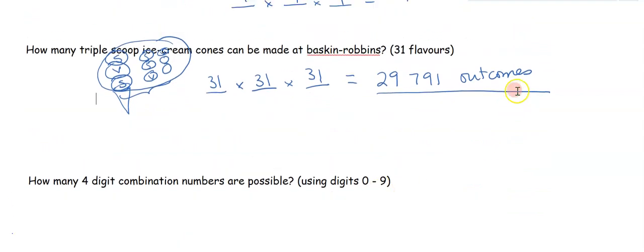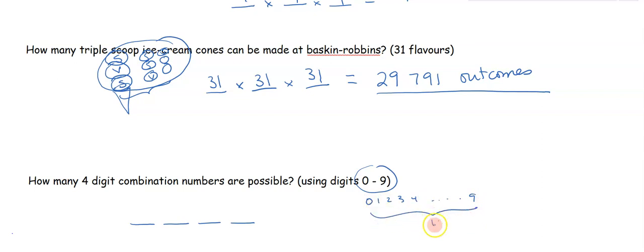How many 4-digit combinations are possible using the digits 0 through 9? So I want to make a 4-digit combination for my locker, and I have 0 through 9, right? So if you have digits 0 through 9, how many options are there for the first digit? Well, you could have 0, 1, 2, 3, 4, all the way through 9. That gives you 10. Those are 10 different digits, right? So you have 10 options for the first.